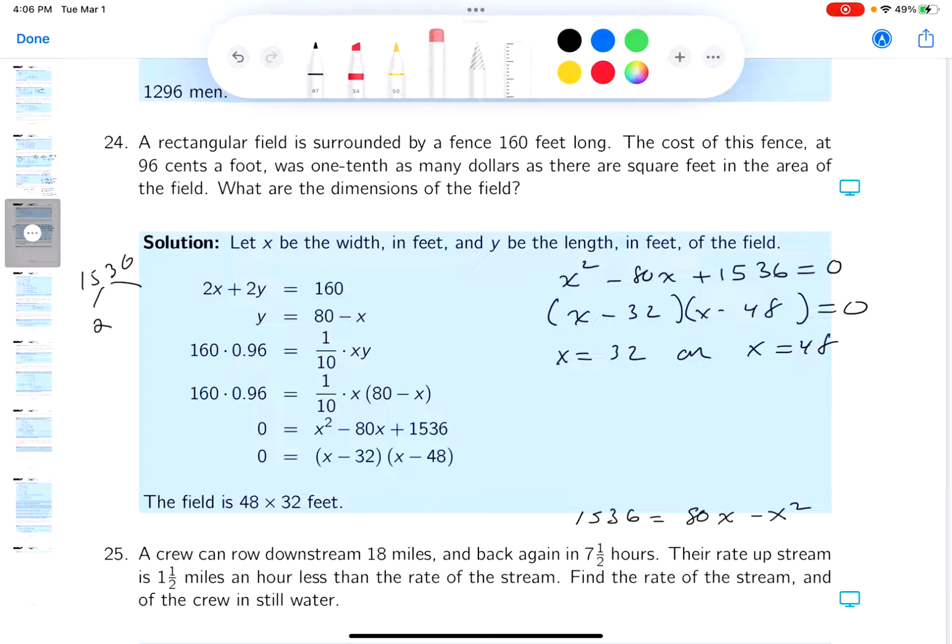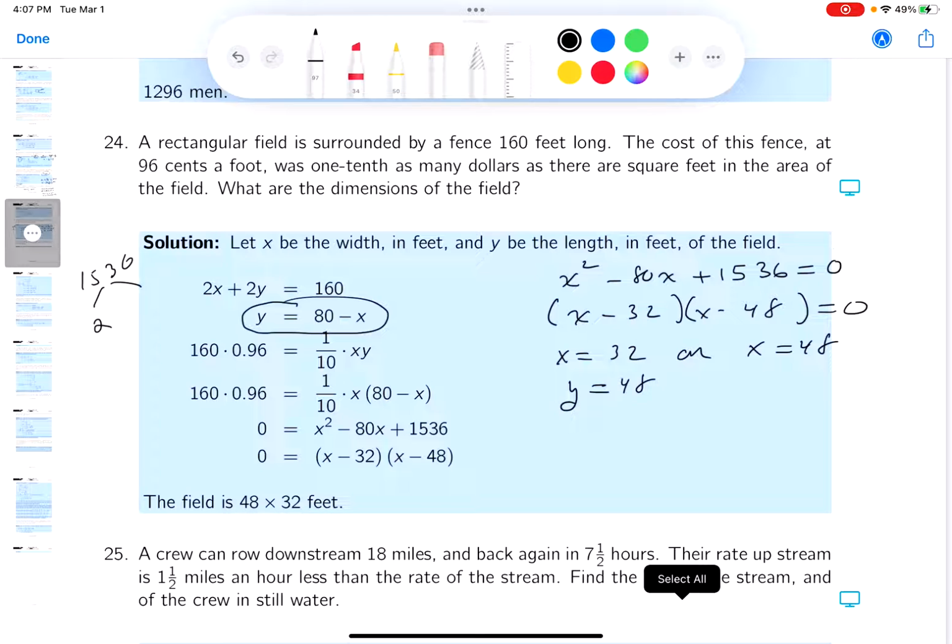All right, let me get my eraser out now. Erase this over here. And what's the question? It says a rectangular field surrounded by a fence 160 feet long. The cost of the fence. Oh, if you know x, you know y now. And that's from over here. Well, 80 minus 32 is 48. And if you know x is 48, what would y be? 32. So what do you get? It's 48 by 32. Right there. Not a bad problem, by the way.